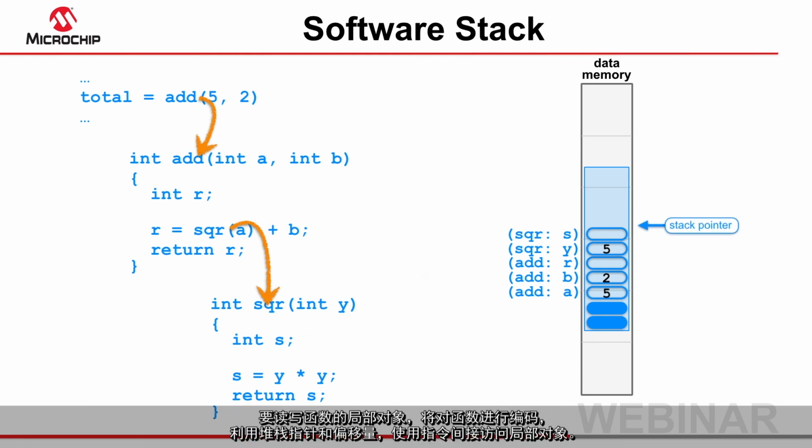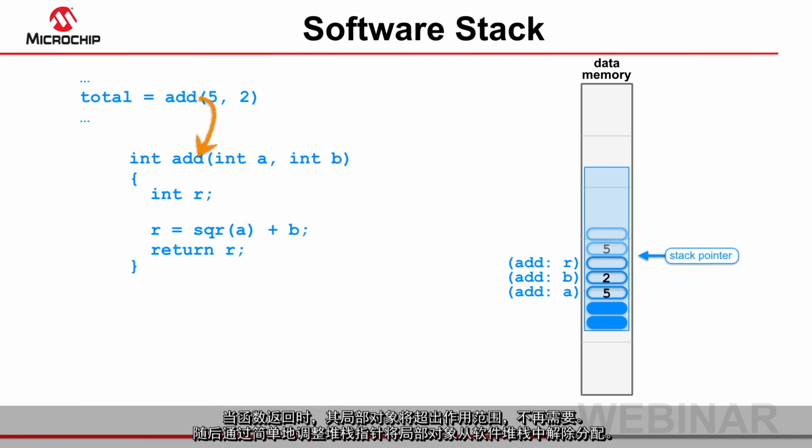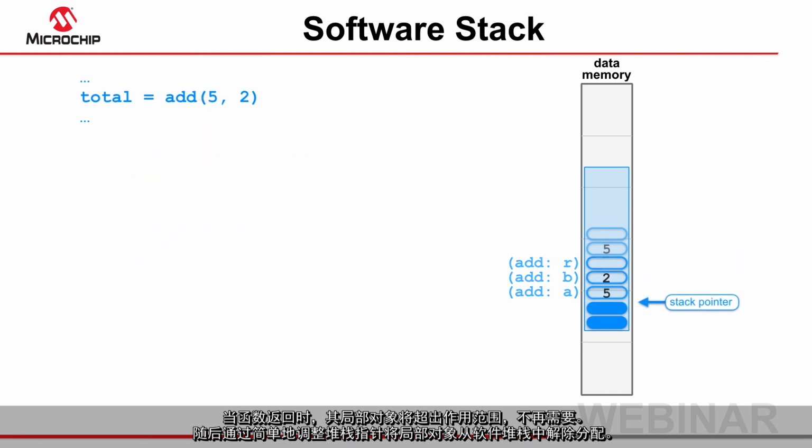To read and write its local objects, a function will be encoded to use instructions that access the objects indirectly, using an offset from the stack pointer. When a function returns, its local objects become out of scope and are no longer needed. They are then deallocated from the software stack by simply adjusting the stack pointer.